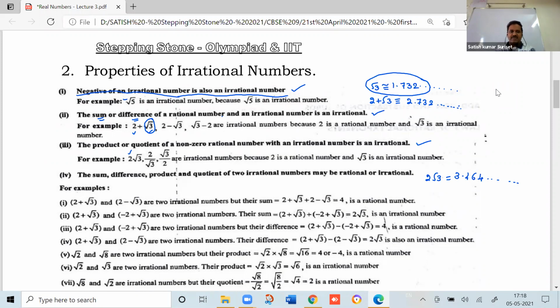Next, the sum, difference, product and quotient of two irrational numbers may be rational or irrational. That means you should give an example where the sum is rational as well as irrational. The difference is rational as well as irrational. Like that for each, we should give an example where the result is rational, and it can be irrational also.